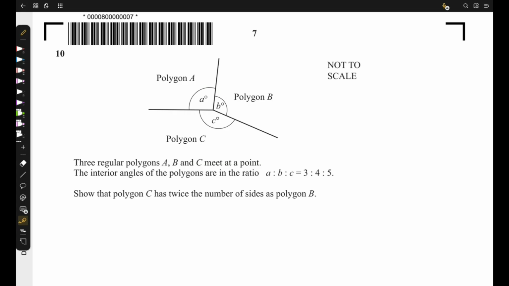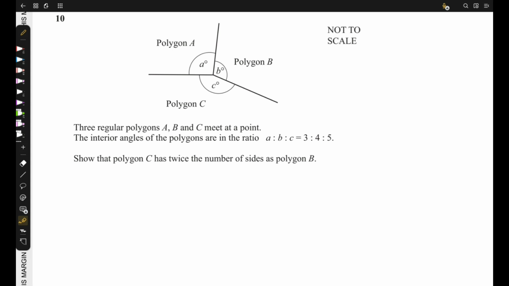So it means we have to find the number of sides in polygon C and polygon B, and the number of sides in polygon C must be twice the number of sides in polygon B. First of all, we will find the interior angles of B and C. Let's do the question first for polygon B. We are going to find the interior angle of B. So the interior angle of B is small b.